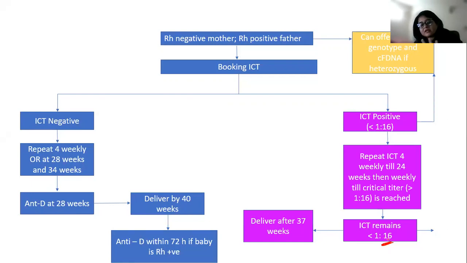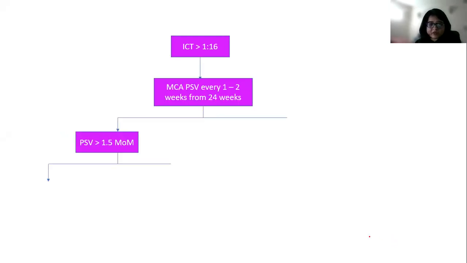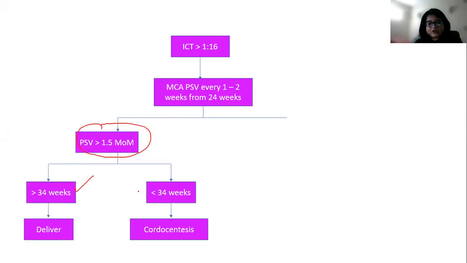Okay, so we take her till 37 weeks. Same if it has crossed the critical titer, but the MCA PSV remains less than 1.5, then also we take her till 37 weeks. But if there is evidence of MCA PSV more than 1.5 MoM, here is where we are concerned, and here is where we either deliver her or we do a cordocentesis.